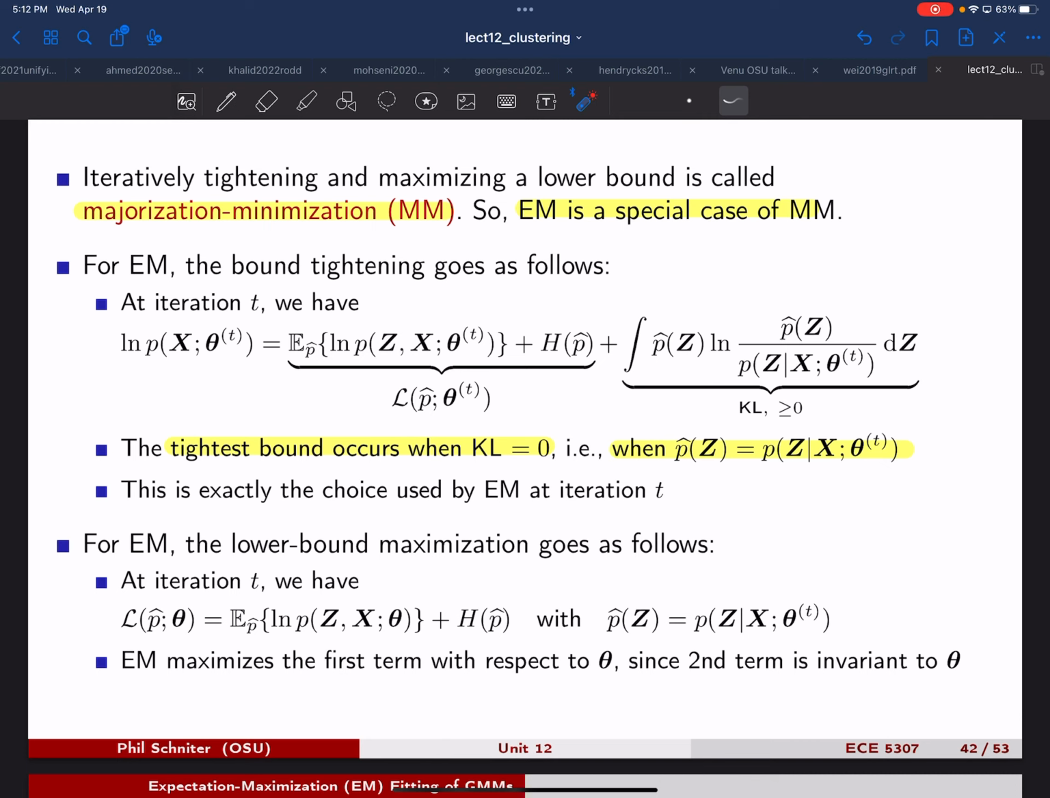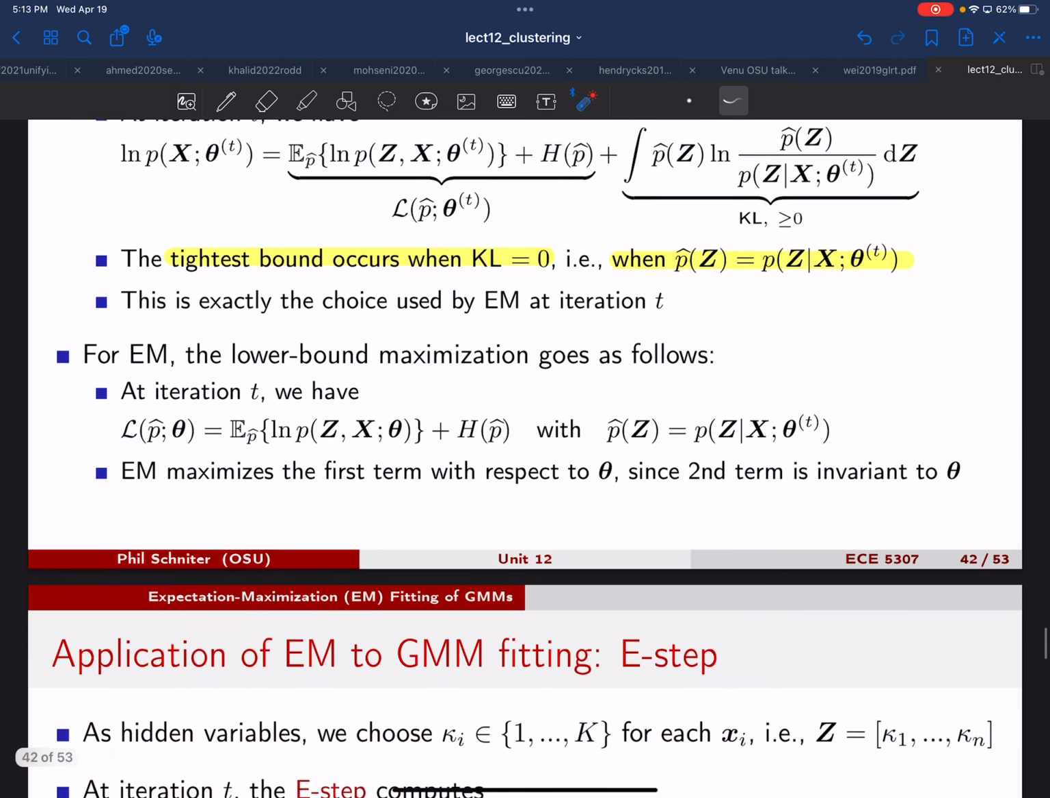So use this tightest bound. And then the lower bound maximization, again, this is our lower bound. We want to maximize this over theta. Well, this has nothing to do with theta, so forget about that. Just maximize this. And this is the p hat that we used here. Okay, so finally we have EM.